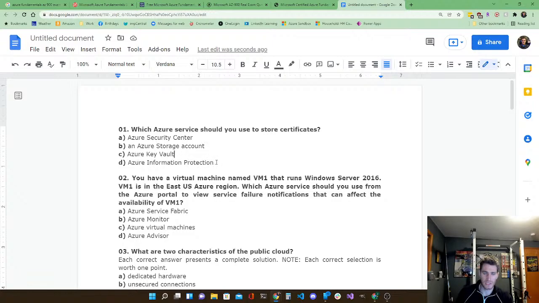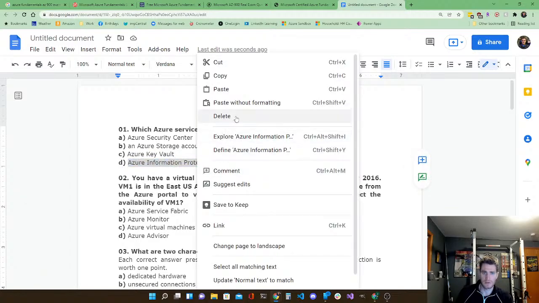Azure Information Protection, I'm not exactly sure what that is. I suppose maybe stuff that we encounter that we don't know what it is, we should look up, huh?